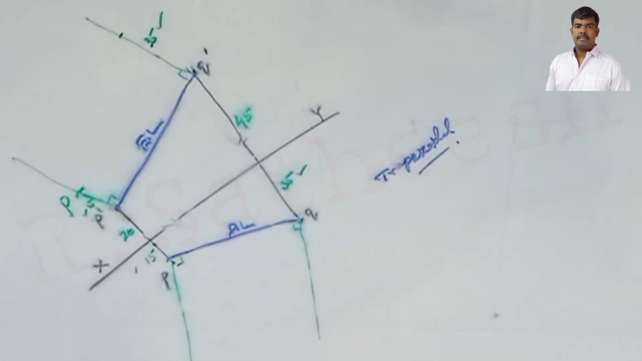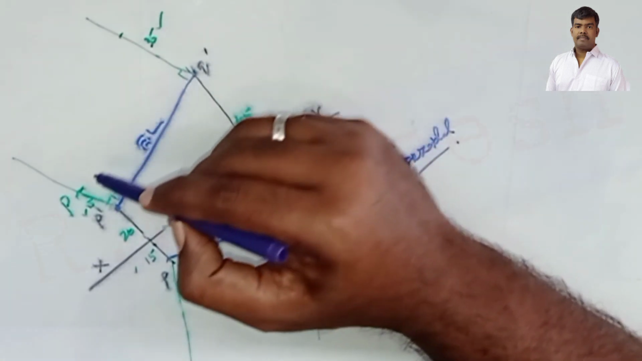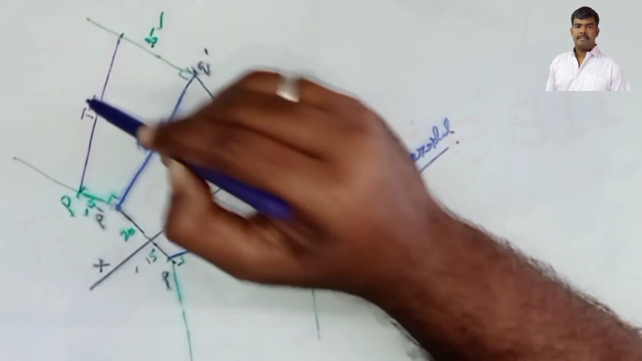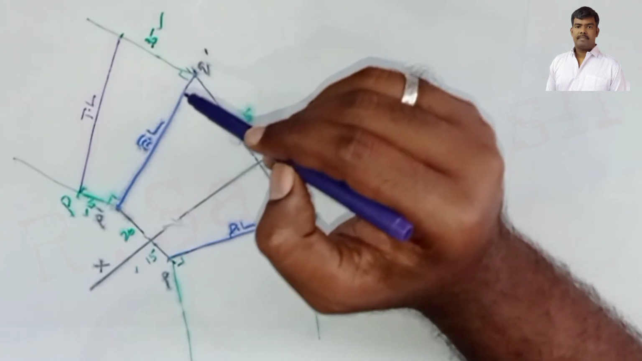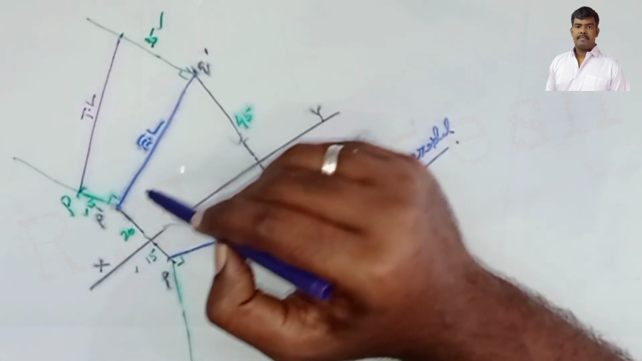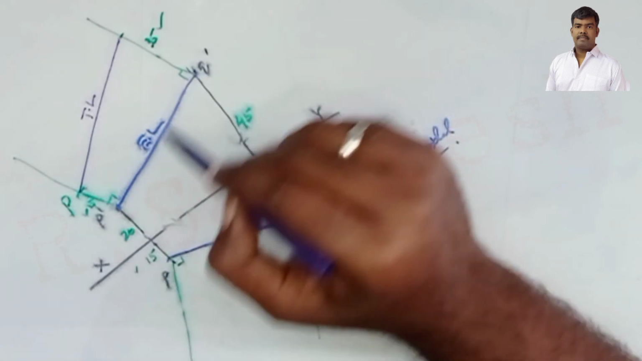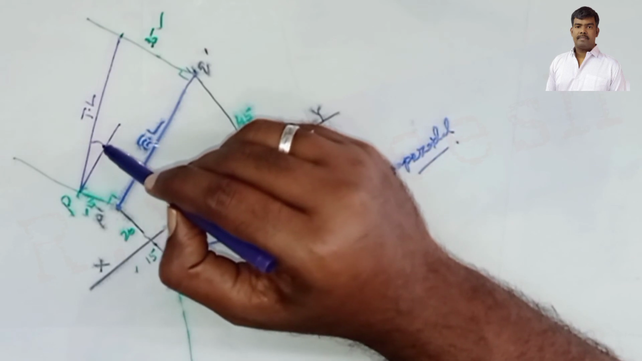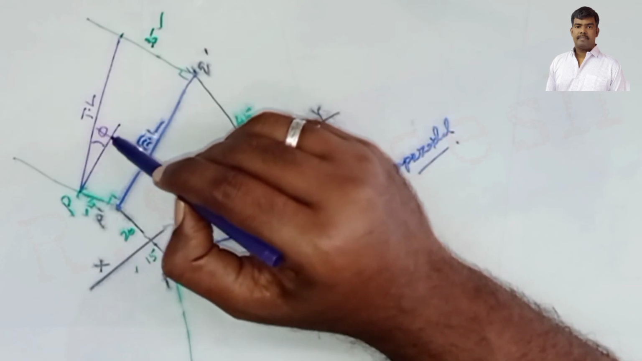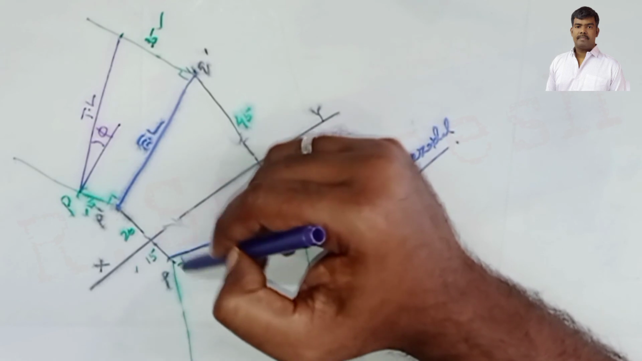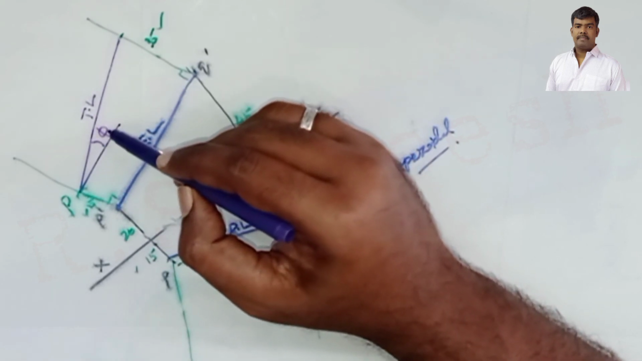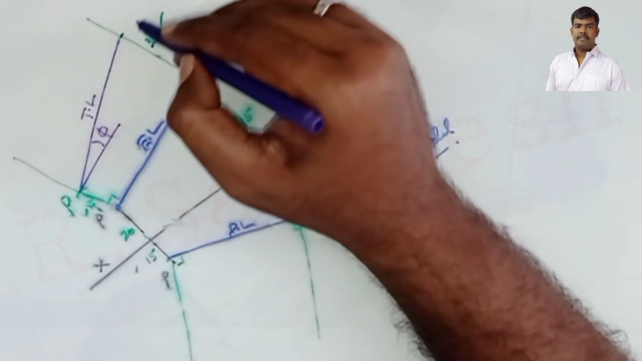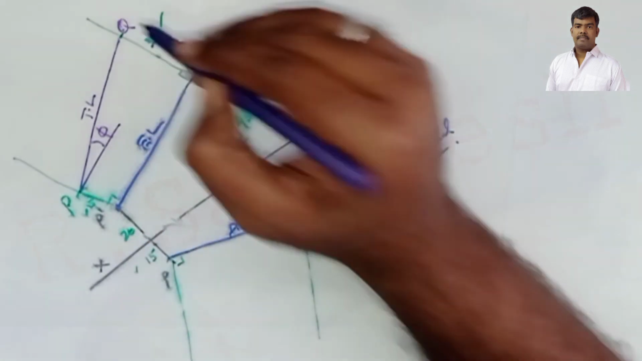Now you join the line. This one is the true length. Clear? True length. From P you draw one line parallel to the elevation line, that is P dash Q dash. So this angle is phi, because you have taken the top view dimension. Therefore this is phi, the inclination to VP. So this is P, this is Q.